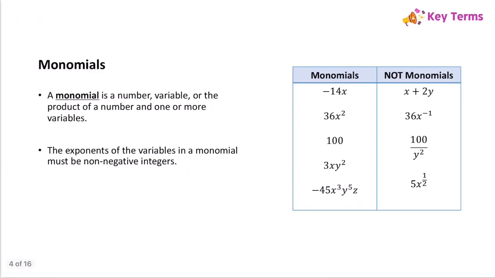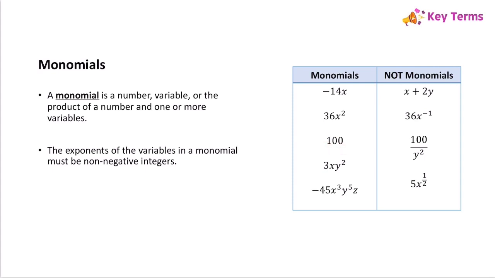So when we talk about polynomial basics, we're going to get into some definitions, okay? And these definitions are going to help us understand what's going on in this unit. So a monomial is a number, a variable, or the product of a number and one or more variables. So for example, negative 14x is a monomial. We have negative 14 times x. 100 is a monomial also. It's just a number by itself, but that's a monomial.